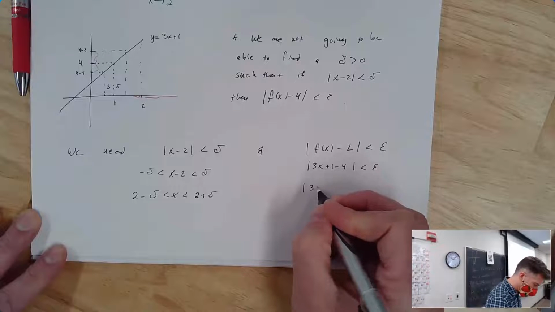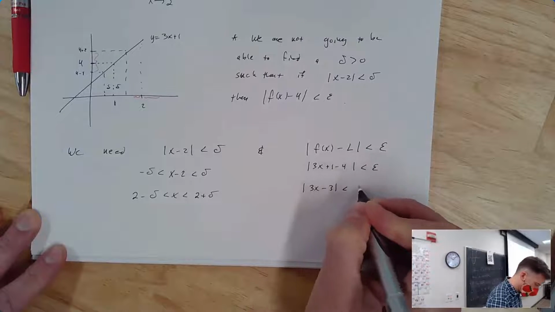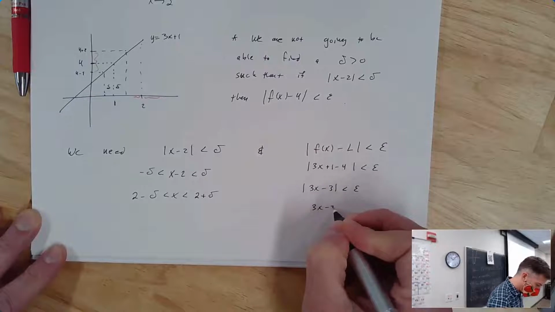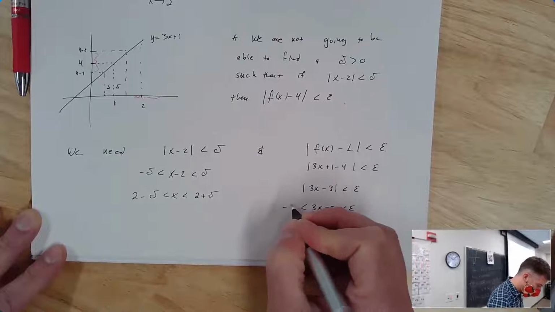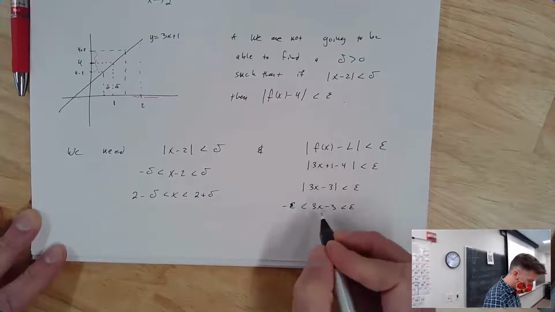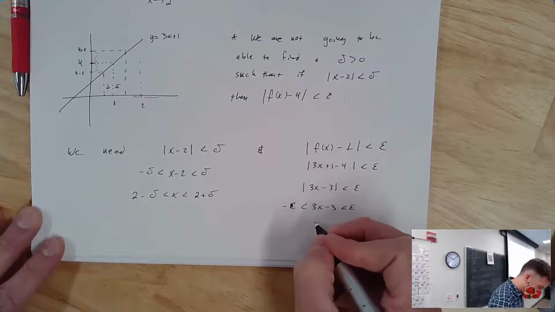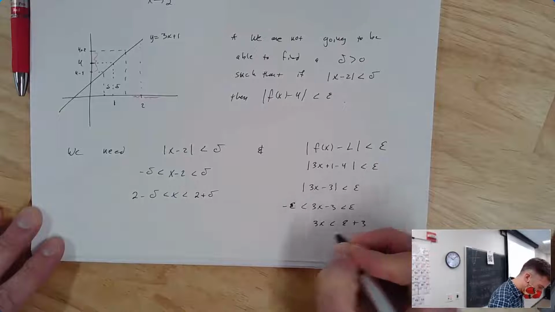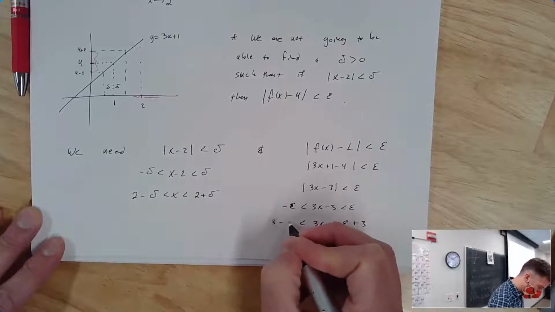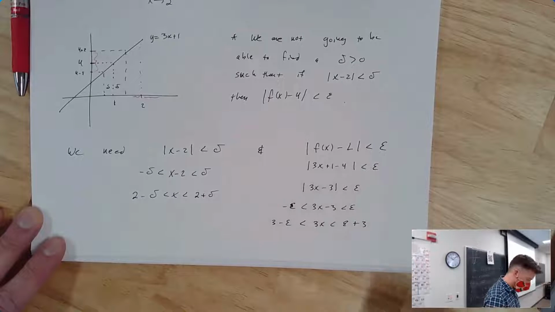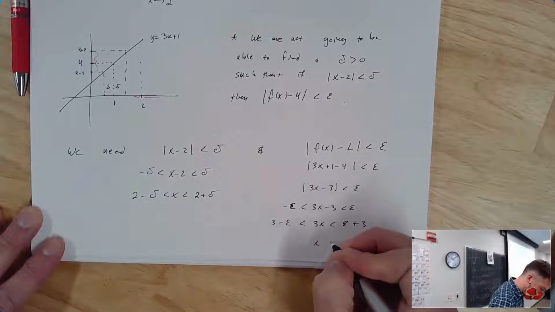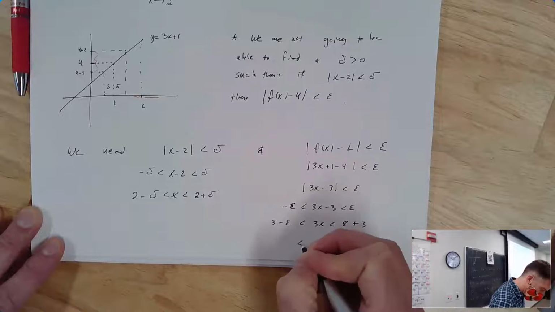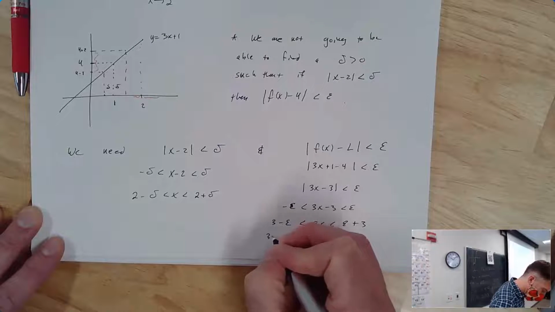So we've got the absolute value of 3x minus 3 less than epsilon, meaning 3x minus 3 is less than epsilon, bigger than negative epsilon. And then if we solve for x, 3x is less than epsilon plus 3, bigger than 3 minus epsilon. And then dividing everything by 3, we've got x less than epsilon plus 3 over 3, bigger than 3 minus epsilon over 3.